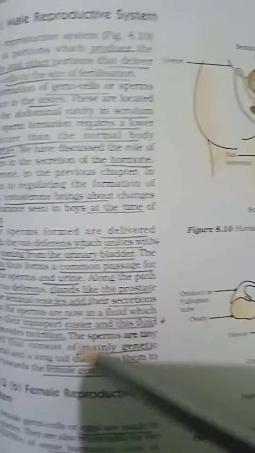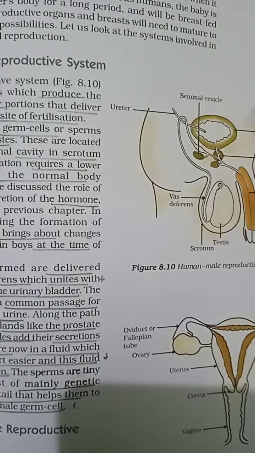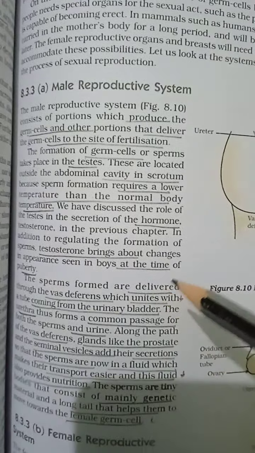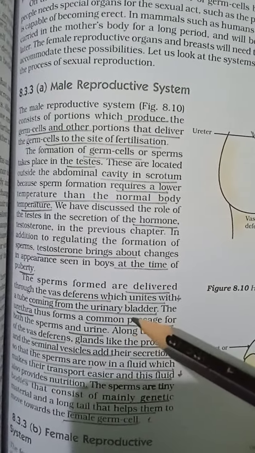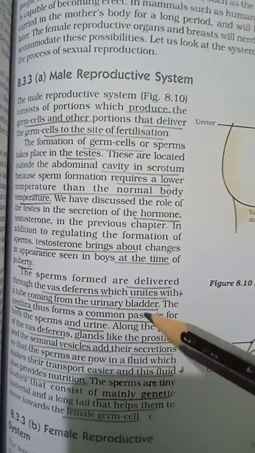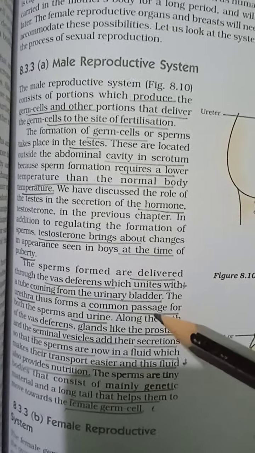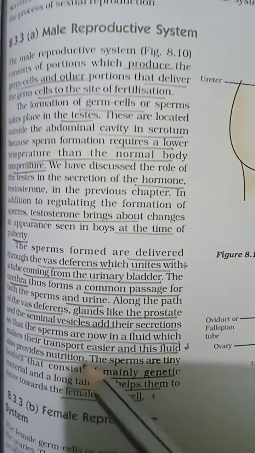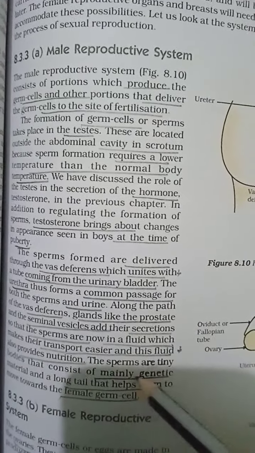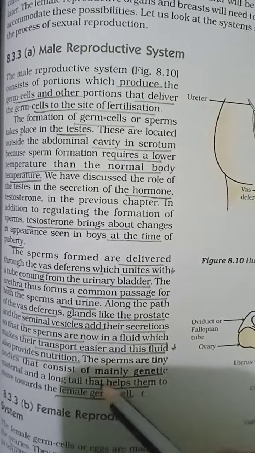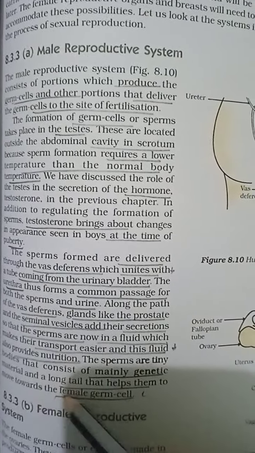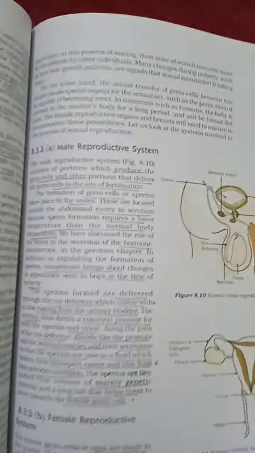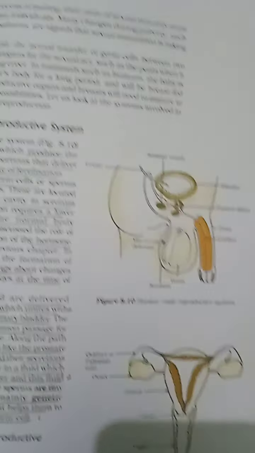The structure of the sperm: a sperm has different parts, the head region, middle region, and tail region. In the head region the genetic material is present, in the middle portion mitochondria are present, and the tail provides motility. The sperm mainly contains genetic material, and the long tail helps it move toward the female germ cells. Very important. Revise all the important points related to the male reproductive system.